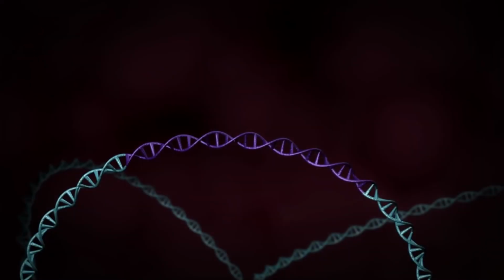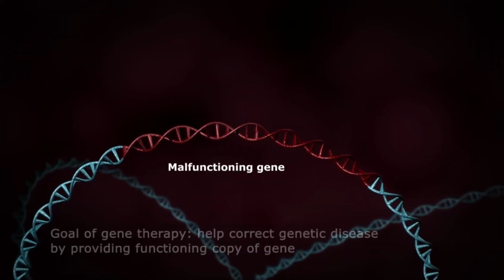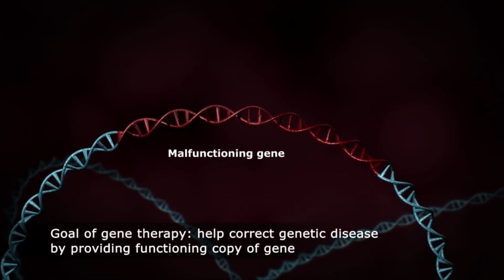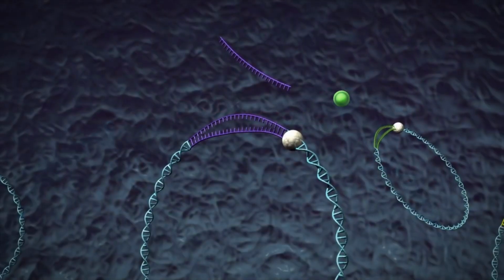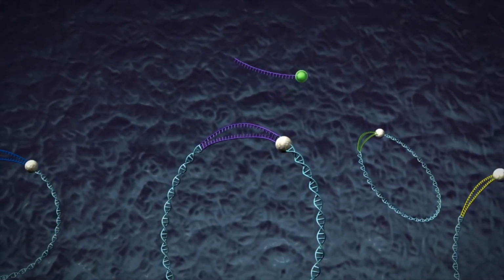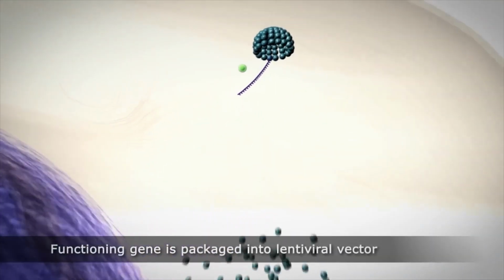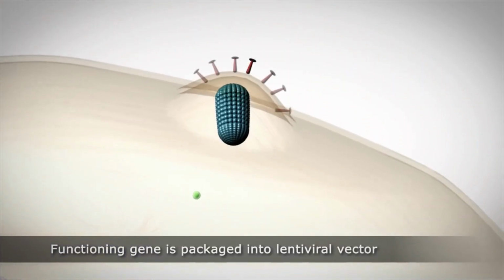Gene therapy has been studied as a potential treatment for genetic disease since the 1980s. The goal of gene therapy is to help correct the genetic disease by providing a functioning copy of the gene to make up for the genetic defect. In the laboratory, a functioning copy of the gene is packaged into a lentiviral vector. This is a modified virus that acts as a transport vehicle for the functioning gene.